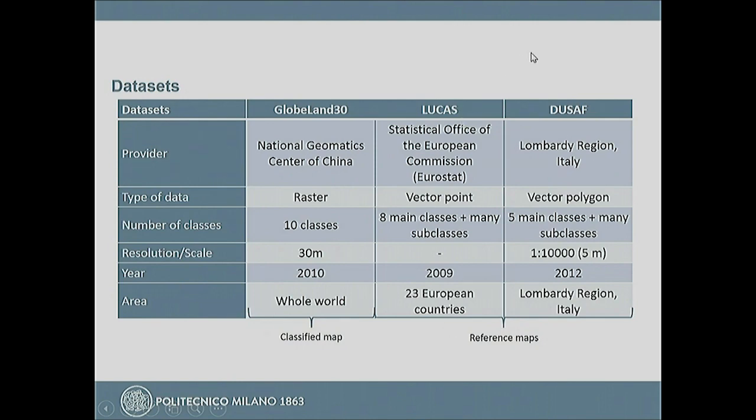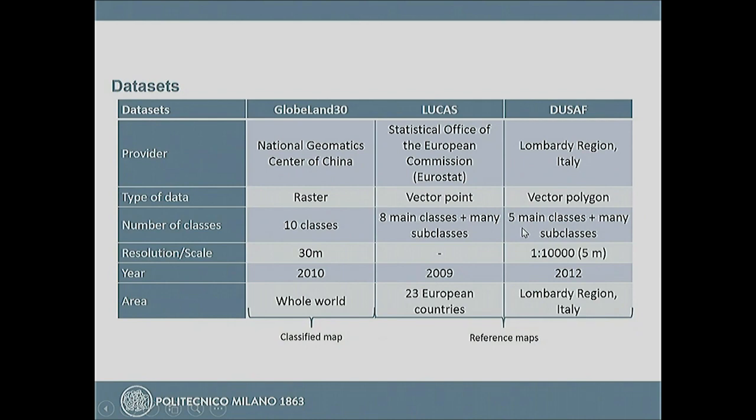Then with respect to the raster dataset, we propose you to use this map that is called DUSAF. This is the land cover for Lombardy. It is not a raster map. It is a vector map, a polygonal vector map. So it means that if we want to use our plugin, we need to rasterize it first.